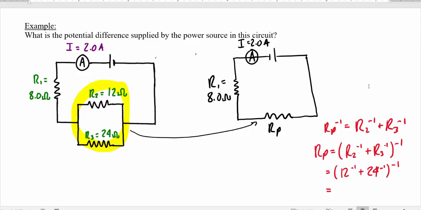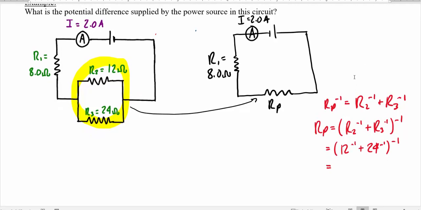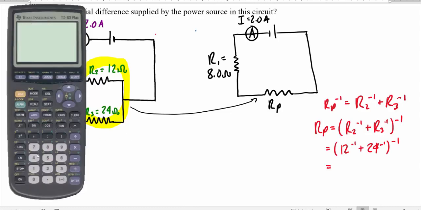Now, before you put this in your calculator, this is what I was saying before. Before you just hammer these numbers in and believe whatever it tells you, have an idea of what your answer could be. We know that as we add more pathways in parallel, the total resistance has to go down. So I know my total resistance of the parallel pathway has to be less than 12, for example. So let's see what we get when we put that in. 12 to the negative 1 plus 24 to the negative 1, and then all of this to the negative 1 gives me 8.